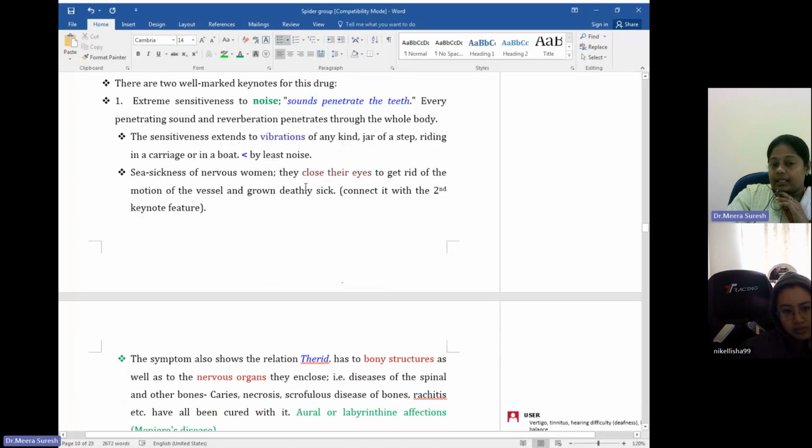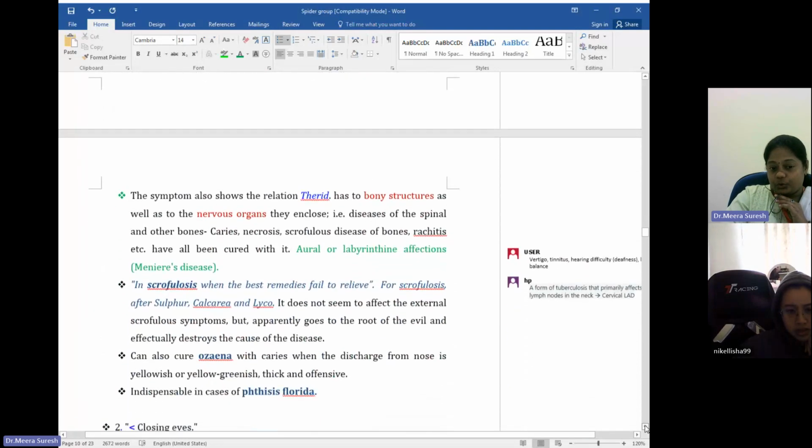In case of seasickness, they close their eyes to get rid of the motion of the vessel, and then they grow deathly sick. Which means that they are having seasickness, and the problem is that movement is actually their problem. When they are moving, that sudden motion causes their difficulty, and then they feel like closing their eyes so that they don't have to see that motion. But when that happens, their second symptom comes up, the second characteristic feature. We told that they are having two features.